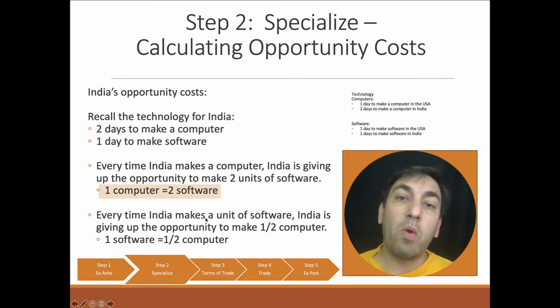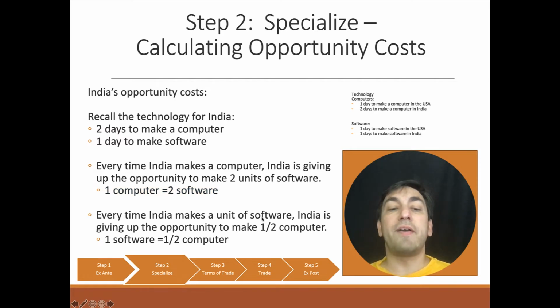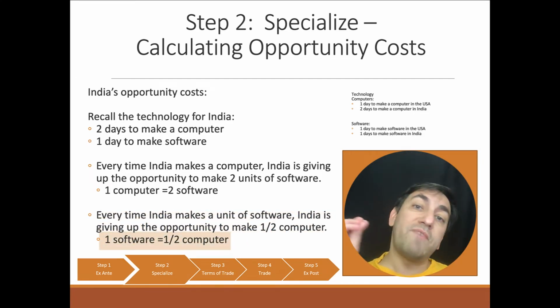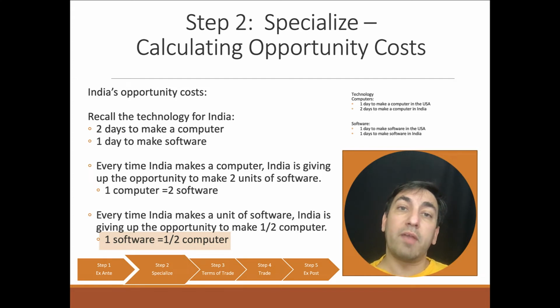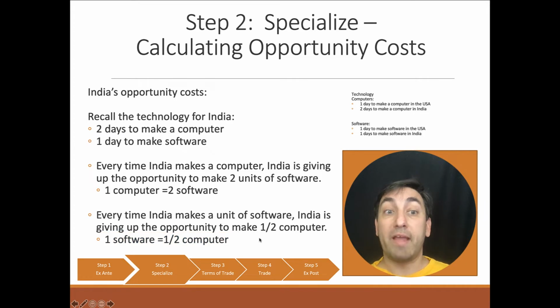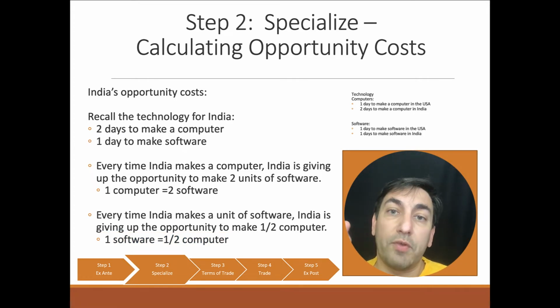Then I want to think about what's my cost of making a software. If I said, you know what, I don't want you to make software anymore, I want you to do something else. What am I giving up? Well, every software is 1 labor day. If I would have invested that 1 unit of labor in a computer, and each computer takes 2 days, I would only be able to make a half of a computer. That's my opportunity cost. Before I go to the next page, I want you to try and calculate for the United States what the opportunity cost is. It's going to be fairly simple.